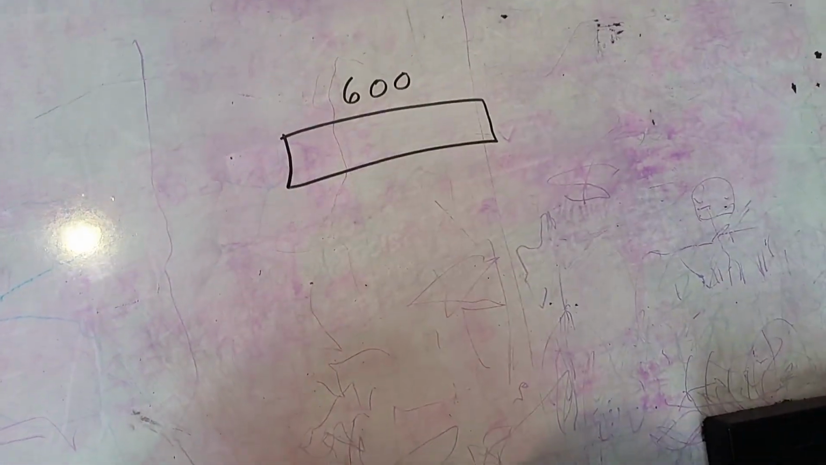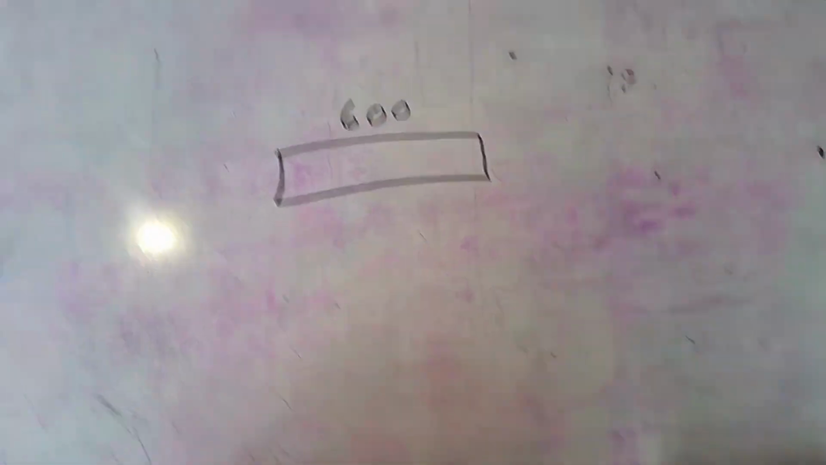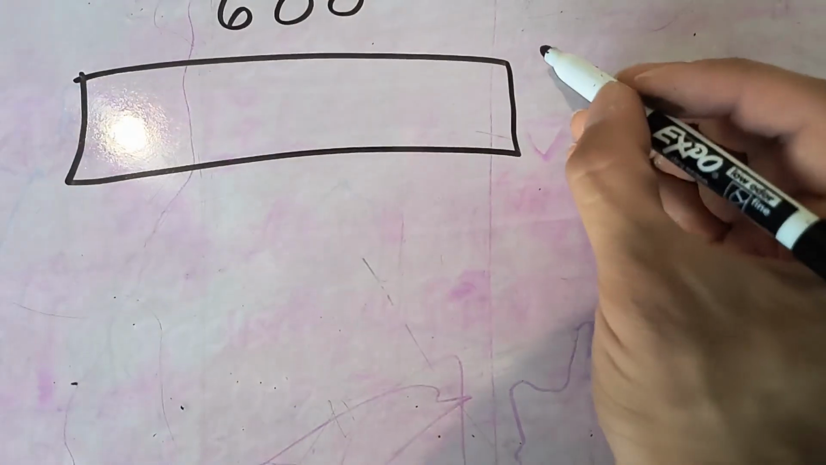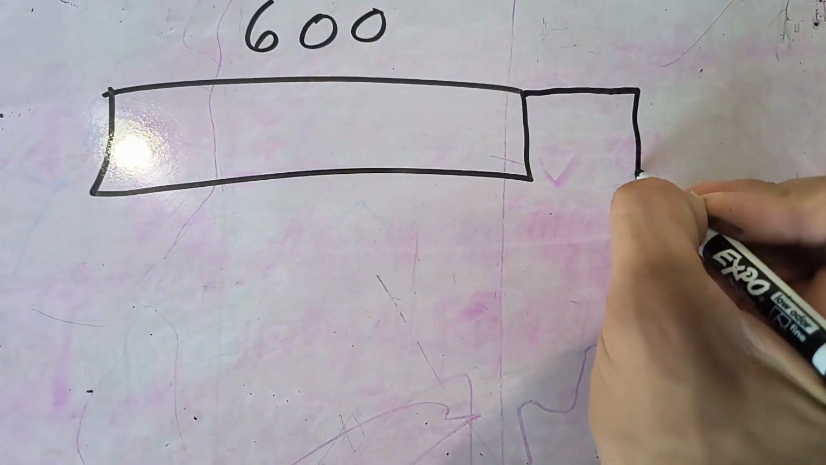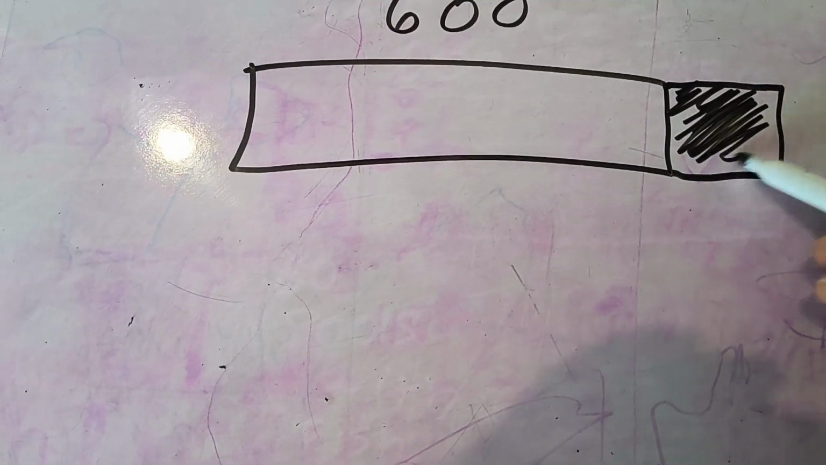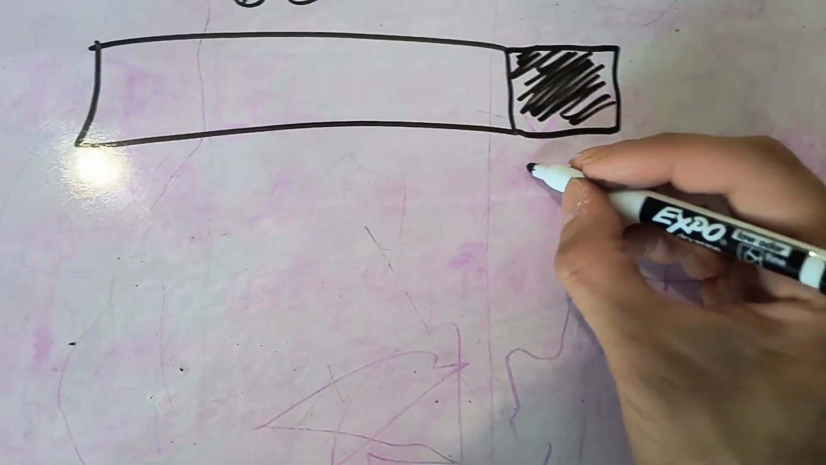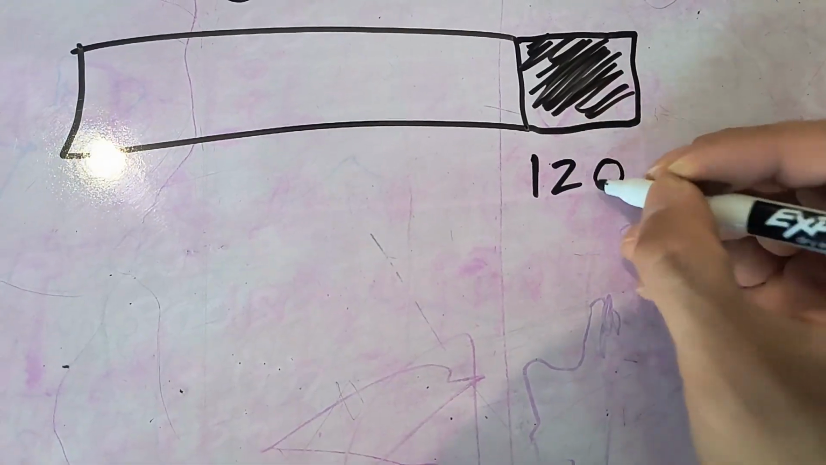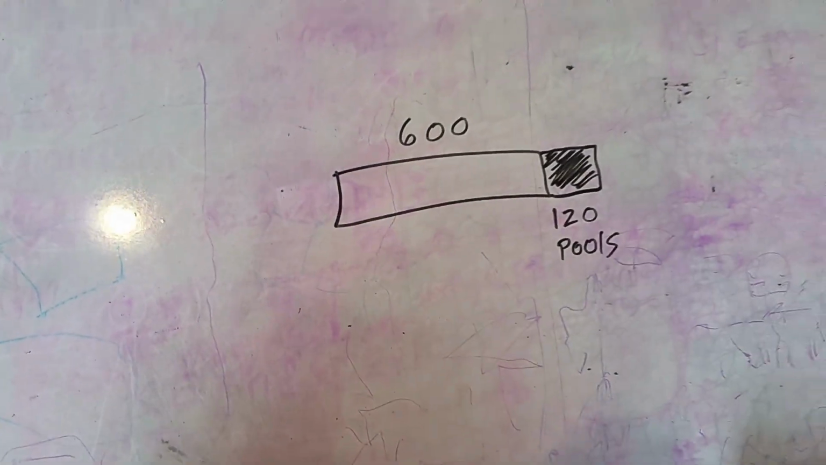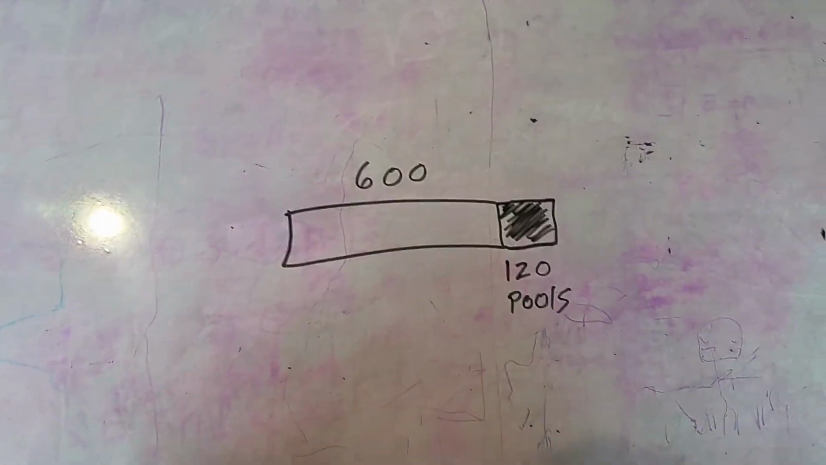And then somebody comes up and they say, you know what? You don't have enough pulls. I'm going to give you 120 more pulls. So we add a little bit more to the bar. This will represent the 120 pulls given. So the shaded in part will represent 120 pulls.